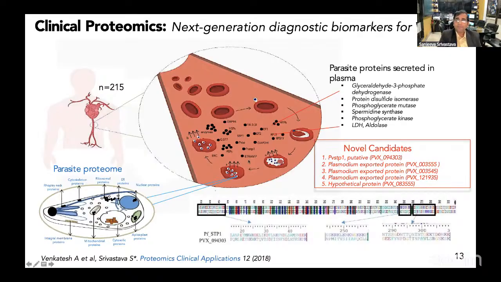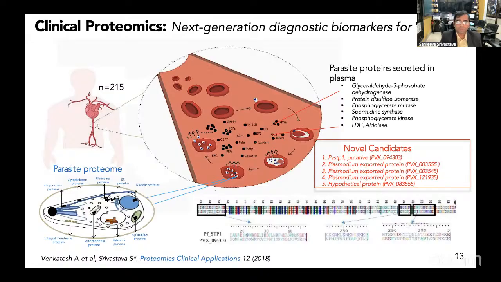And many candidate biomarkers were identified, but then the idea was how unique they are only for the vivax malaria and not seen even in the other malaria type, including falciparum malaria. So then we did a lot of sequence analysis and bioinformatic analysis, and that helped us to reduce those proteins to these 5 candidates, which we further validated using the targeted approaches which we just showed you.